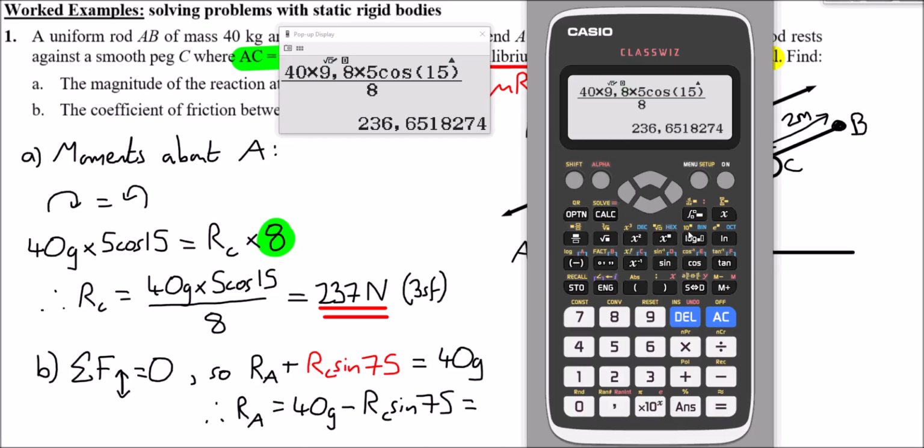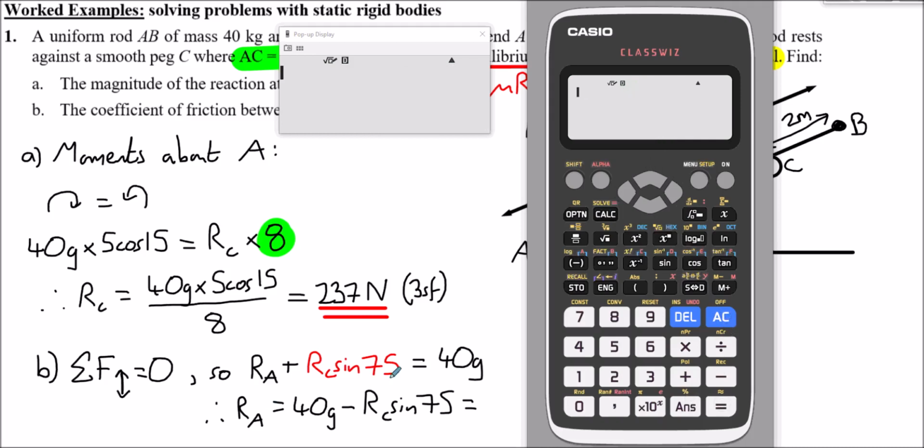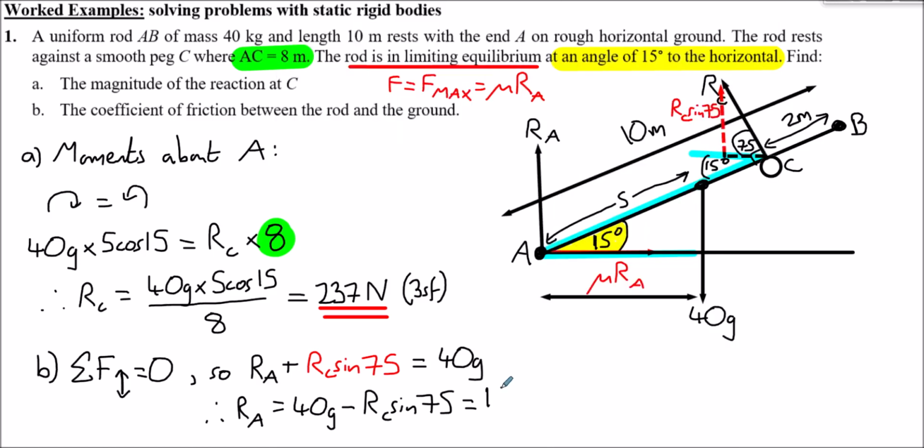Now we've got the reaction at C stored in its exact form on this calculator, so let's leave that as it is. So that's our answer which has been stored. So reaction A is 40G, 40 multiplied by 9.8, then minus that answer we've got stored multiplied by sine of 75. And that gives us approximately 163.411 and so on. So 163.411 newtons.